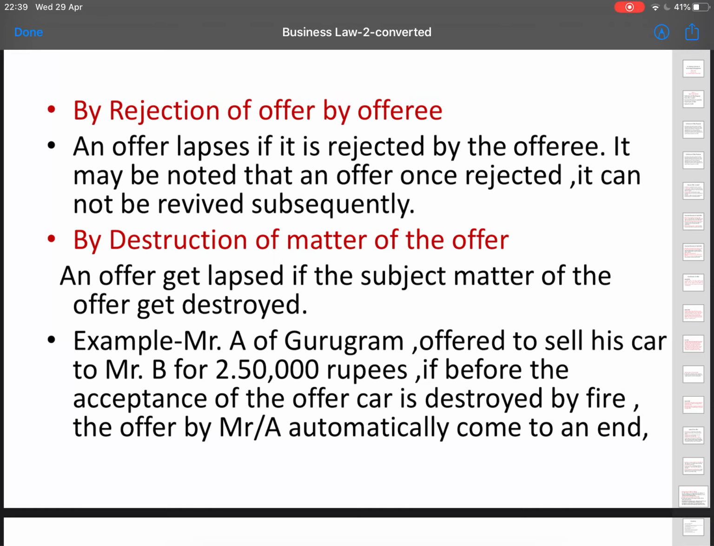The last point is by subsequent illegality or destruction of subject matter of the offer. An offer lapses if it becomes illegal or the subject matter is destroyed before its acceptance by the offeree. For example, Mr. A of Gurugram offered to sell his car to Mr. B for 2,50,000 rupees. If before the acceptance of the offer, the car is destroyed by fire, the offer by Mr. A automatically comes to an end.